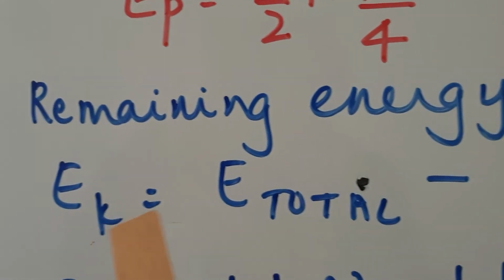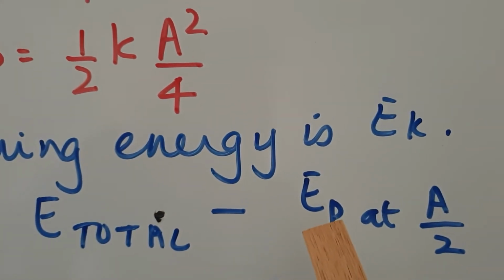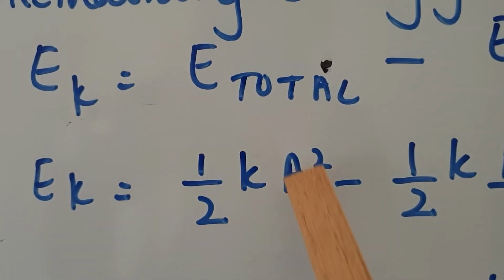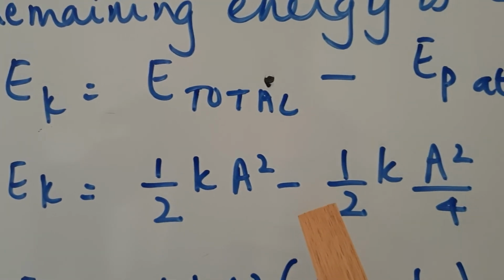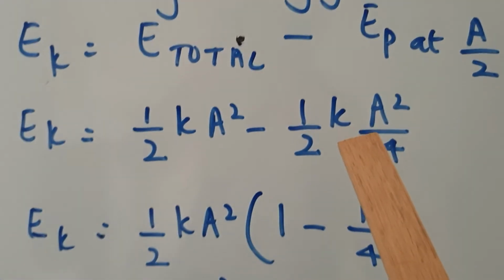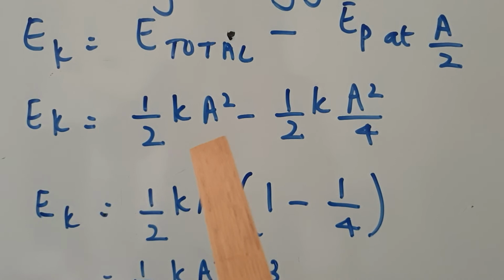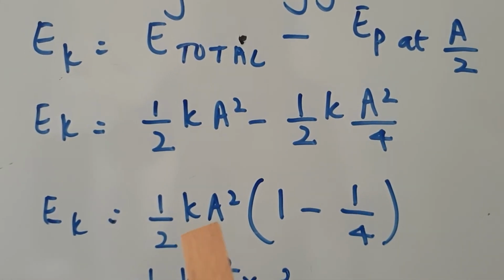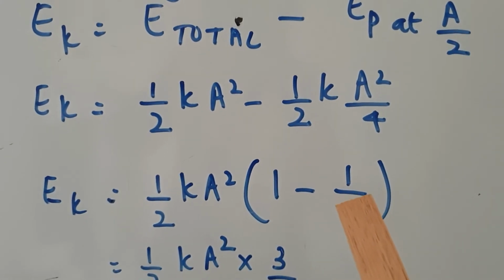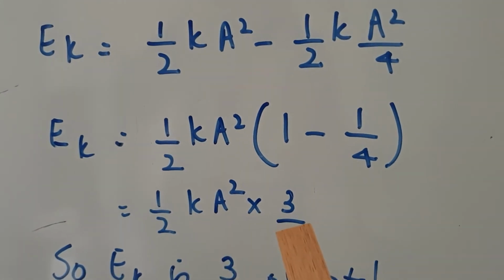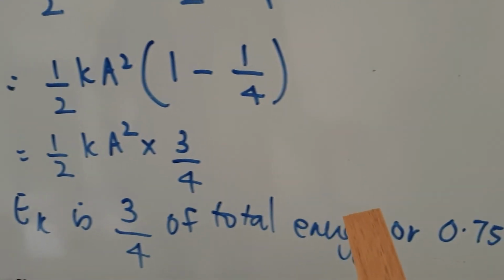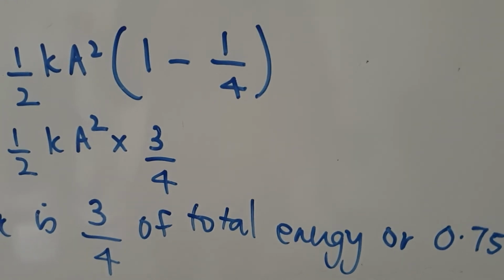So how do I get the remaining energy, which is the total energy minus the elastic potential energy at half the amplitude? Now we just found out at the start, the total energy is half K A squared, minus whatever elastic potential energy it has at half the amplitude. So I end up with this. And then I get half K A squared as a common factor for both of these. So I take the half K A squared out, and this becomes 1 minus a quarter, and 1 minus a quarter is 3/4. So that tells us that 3/4 of the total energy is kinetic, and 3/4 is the same as 0.75. So I hope that made sense.